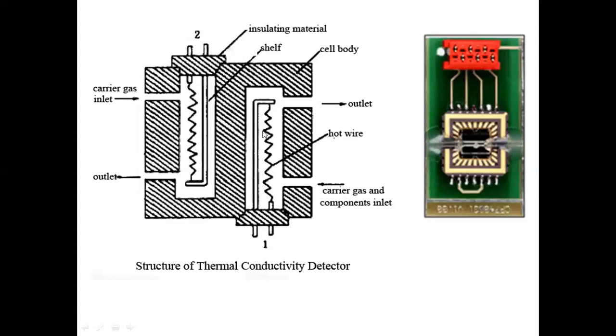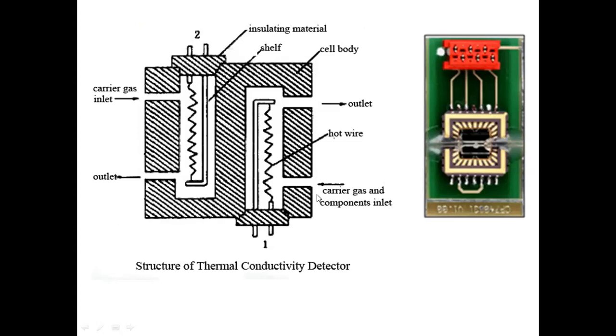These two filaments, tungsten or platinum, are arranged in the form of a Wheatstone bridge, and they are kept inside a metallic body. Both of them are connected to a current source, and DC potential is applied to these two filaments.